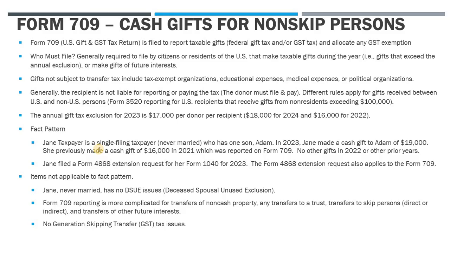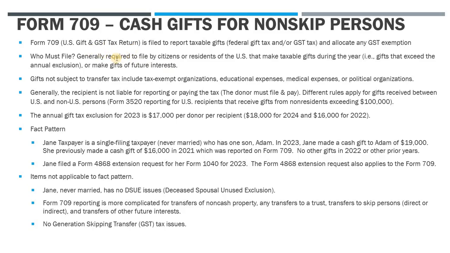So in this example, we want to cover one of the most basic returns, which is just a cash gift to a non-skip person. All right, so this is about as basic as it can get with these 709s. Obviously, these get much more complicated depending on the circumstances. But for this initial video, I want to do this kind of example. I'll have other videos covering more complex ones later.